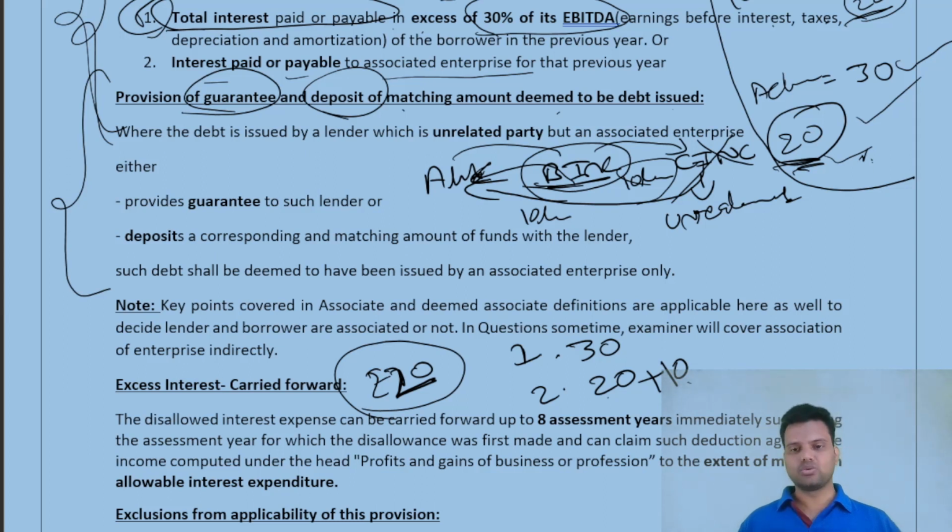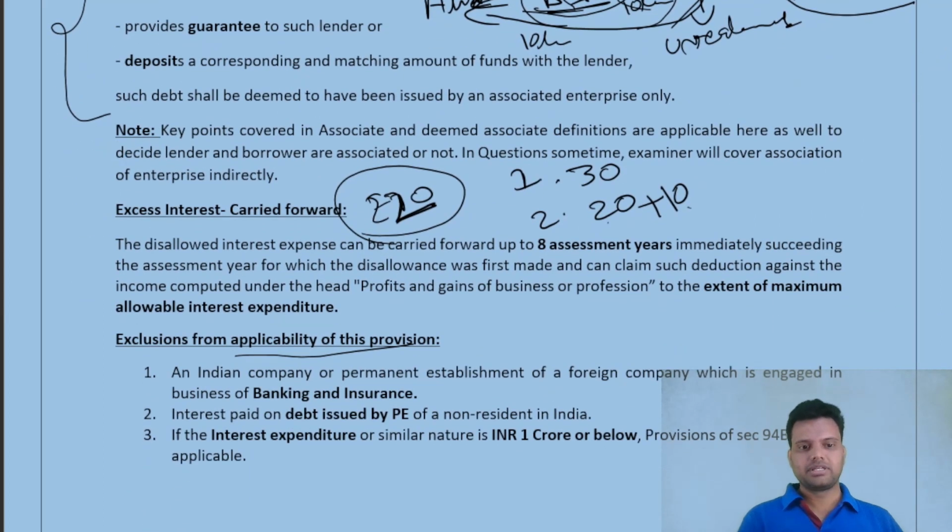Now I'm moving on to the exclusions part. As with every other provision, there are some exclusions also. What are those exclusions? Exclusions from applicability of this provision. The first exclusion, point number 3: if the interest expenditure is 1 crore or below, then the provisions of 94B are not applicable. That means the total interest that the associate enterprise pays to another associate enterprise, if it is 1 crore or below, then section 94B is not applicable.